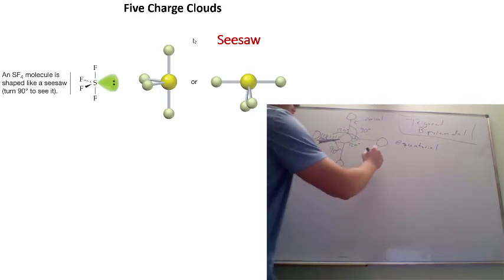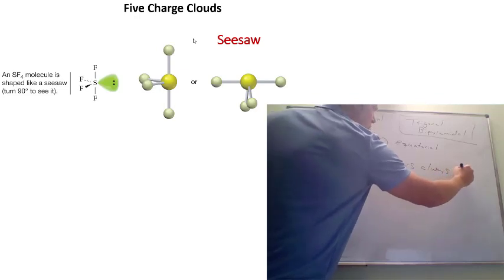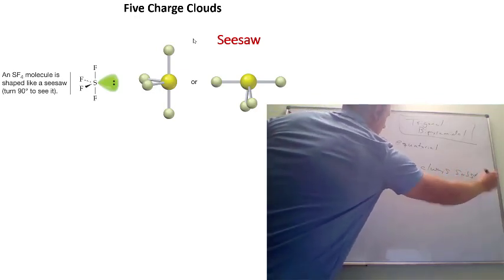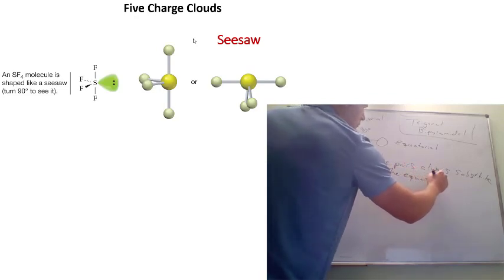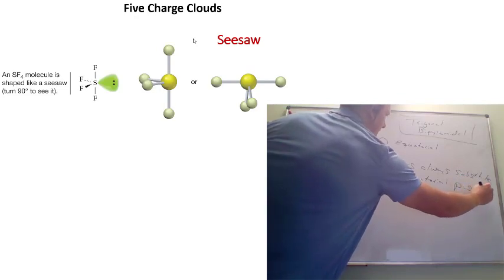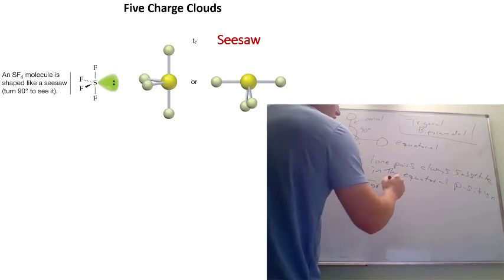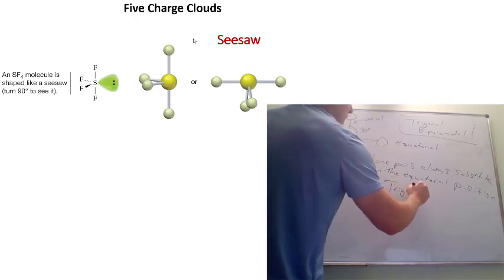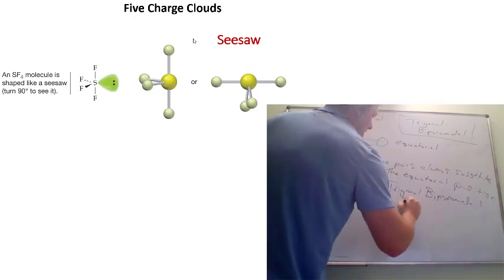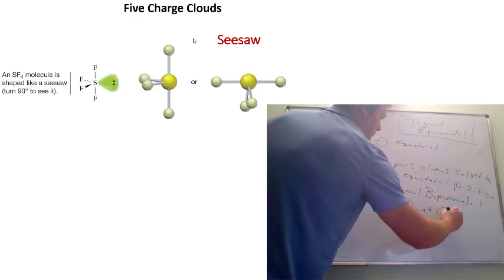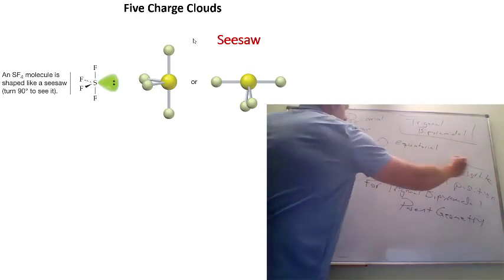So lone pairs always substitute in the equatorial position for trigonal bipyramidal parent geometry. Okay, so that's very important.